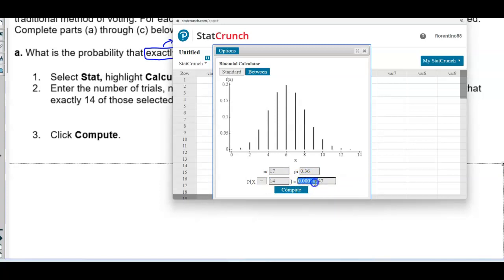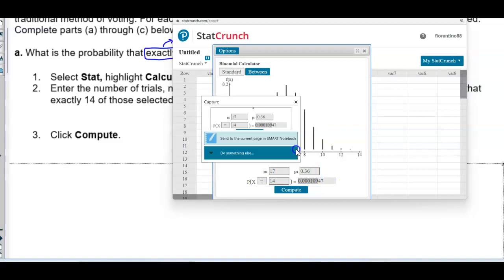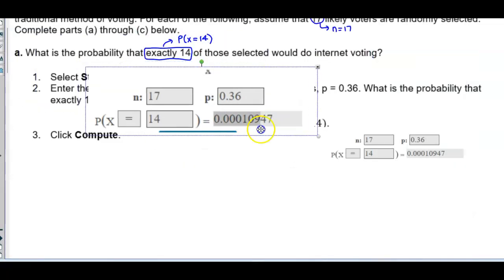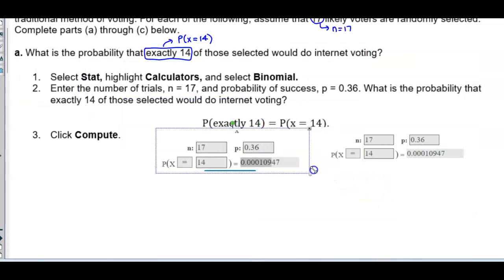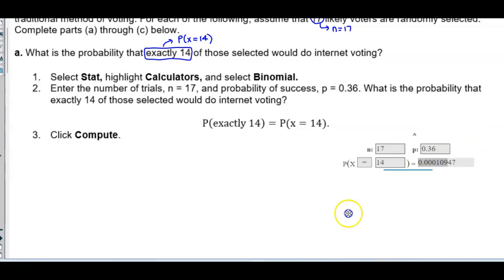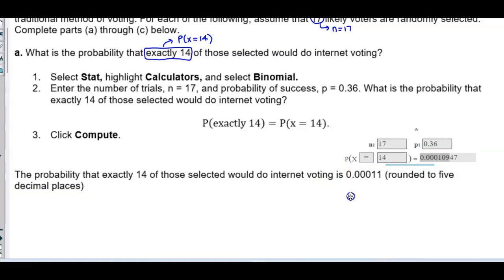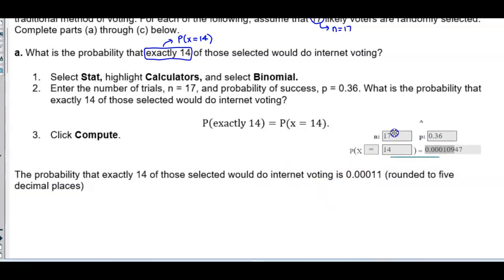In this question, they want us to round it to 5 decimal places. So we're going to round here and make this 0.00011. Let's copy this so we can confirm that. So there is our probability. We would say the probability that exactly 14 of those selected would do internet voting is 0.00011 rounded to 5 decimal places.